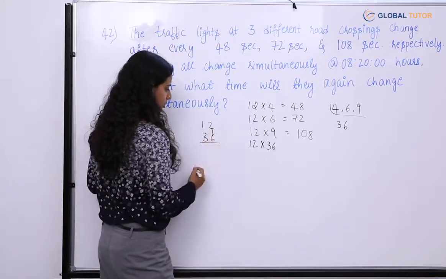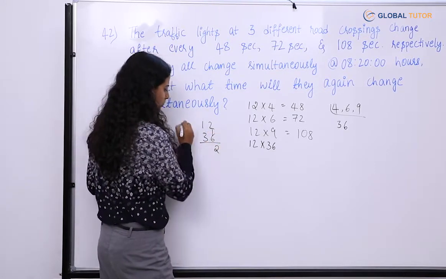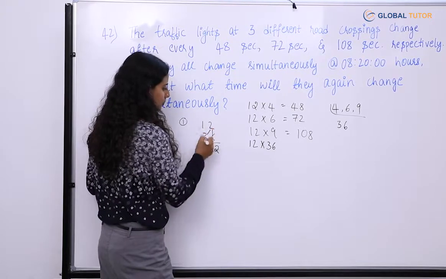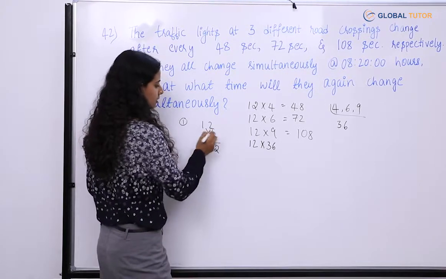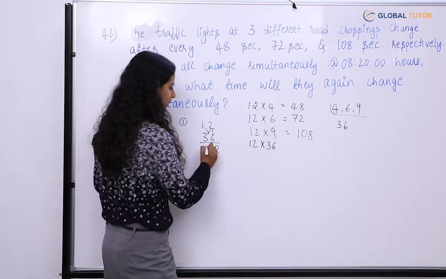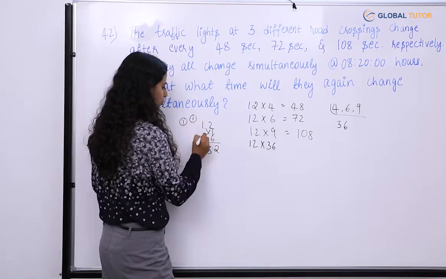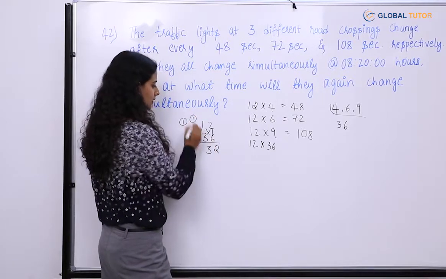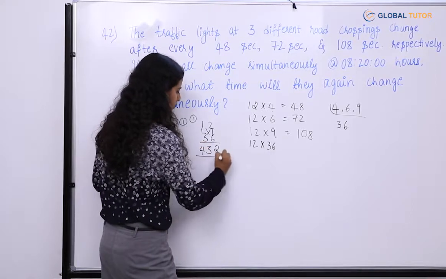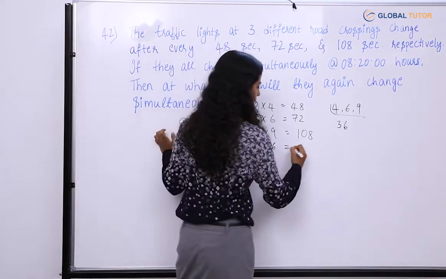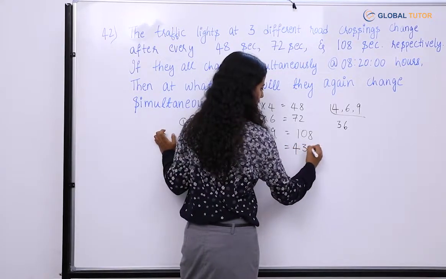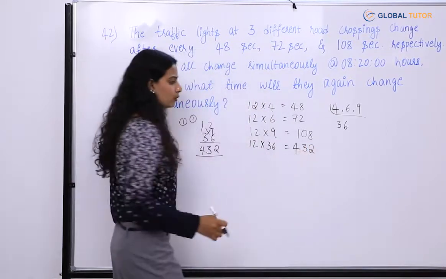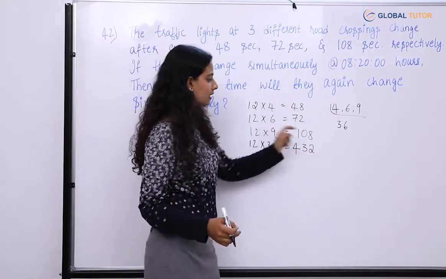So 6 into 2 is 12, 2 here, 1 carry forward. 3 into 2 is 6, 6 into 1 is 6, 6 plus 6 is 12, 12 plus 1 is 13, 3 and 1 carry forward, 3 into 1 is 3, 3 plus 1 is 4. So 432. Now 432 is the LCM of these 3 numbers.